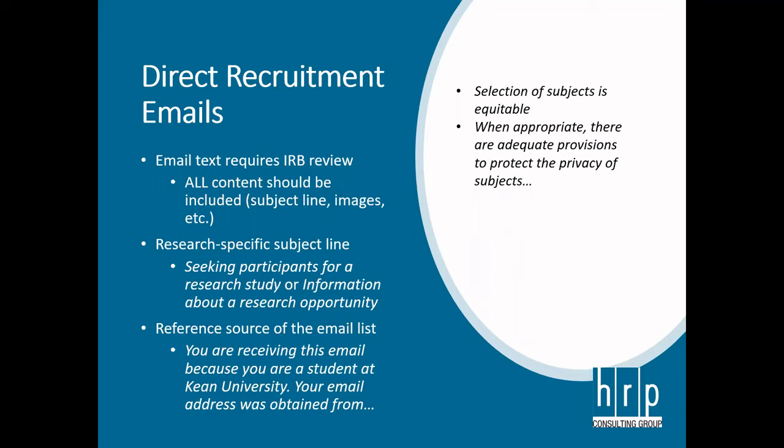Also in the email text that goes to potential subjects, reference and describe how you received their email. You could say something like you're receiving this email because you're a student at Kean University and your email address was obtained from, and then wherever it came from. Just again, so folks understand how these researchers got my email and why they're contacting me. It's important to be transparent.